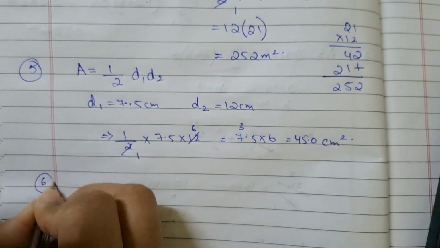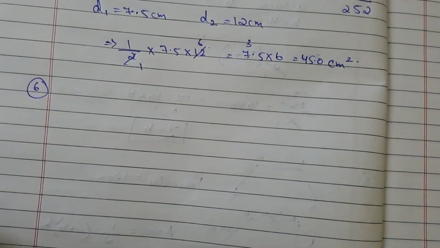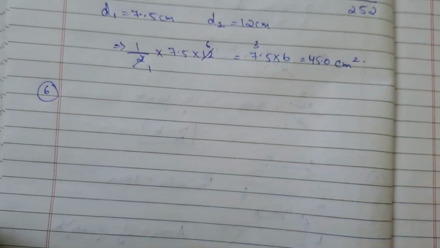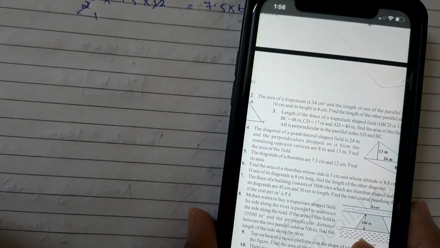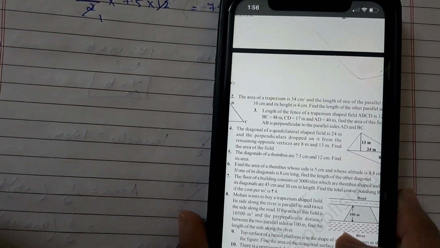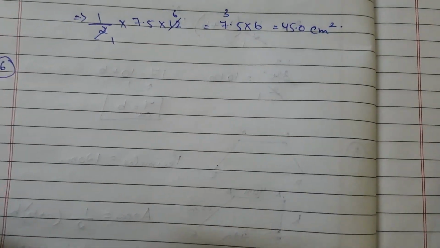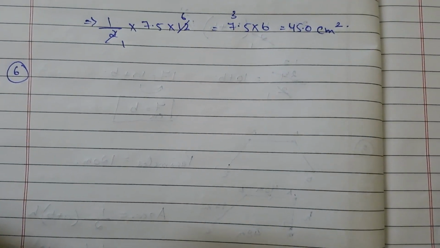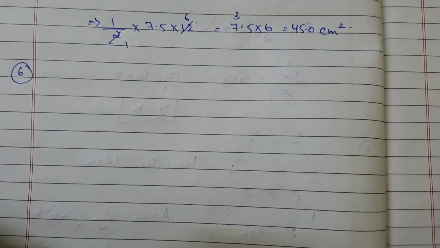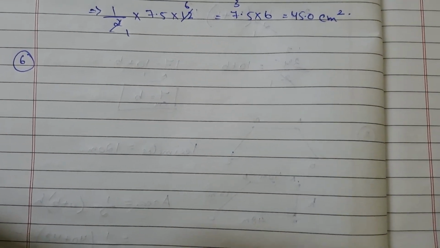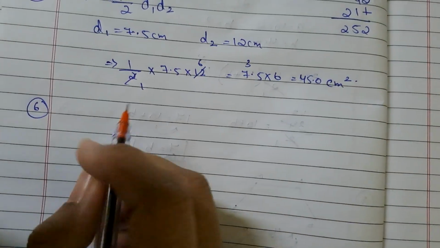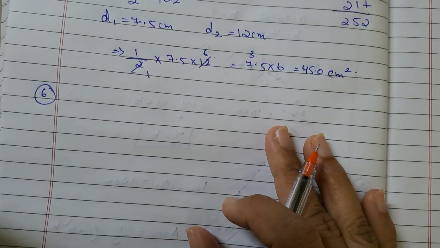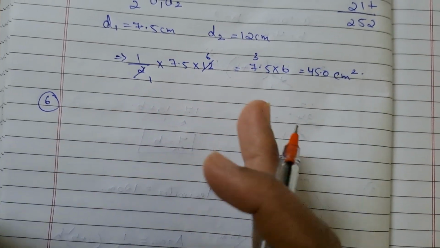Okay, moving on to the next question, which is the sixth question. It says find the area of the rhombus whose side is 5 centimeters. The rhombus side is given to me and whose altitude is also given to me, which is 4.8 centimeters. So now everything is given to us. What is the information that is given to us? The area of the rhombus is to be found out.